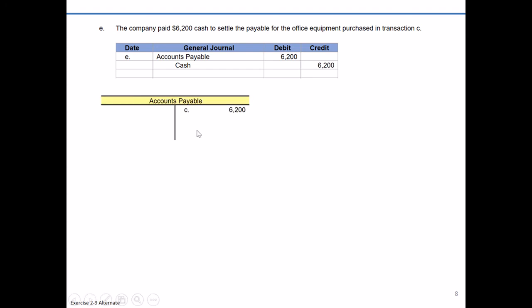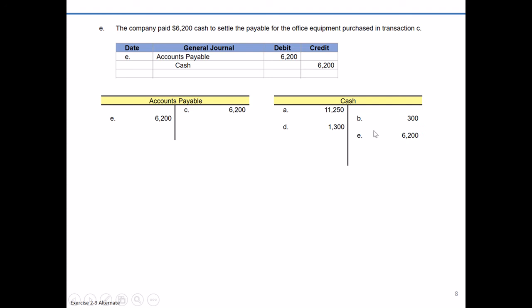So let's look at accounts payable. Previously, we had credited it for $6,200. Now we're going to debit it on the left-hand side for $6,200, in essence wiping it out, bringing it down to zero. Cash, we've had a few transactions already, but we're going to add an additional credit for $6,200. So we're starting to use up some of that cash that was invested and also earned from our revenue.